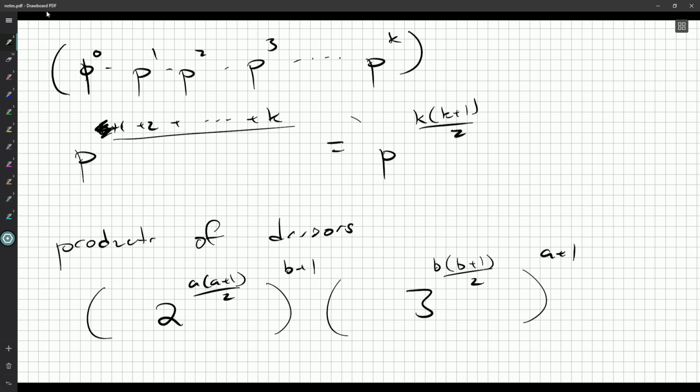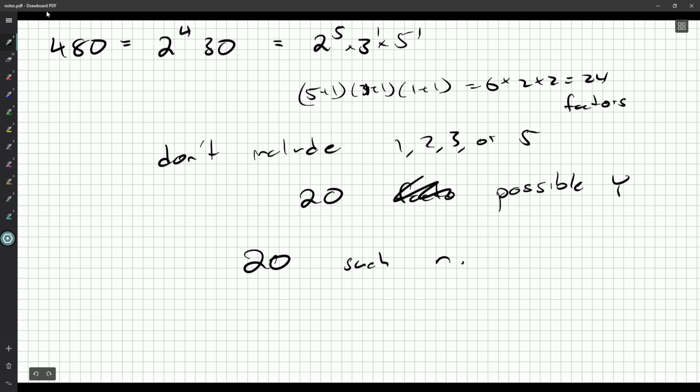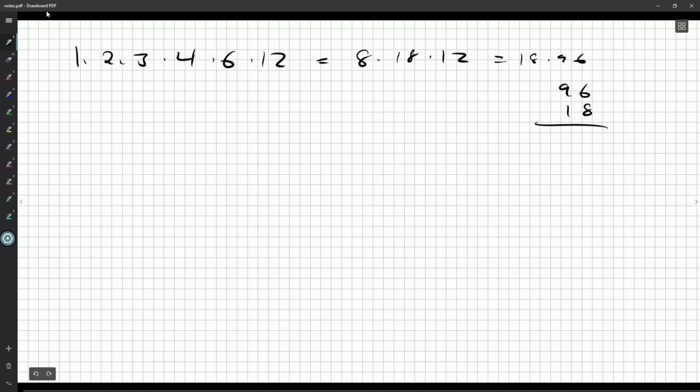So those expressions are fine. Actually, let's double check. So if I wanted to do something like the product of all the factors of 12, we get 8 times 18 times 12, so that's 18 times 96. So we get 1728, which happens to be 12 to the power of 3.